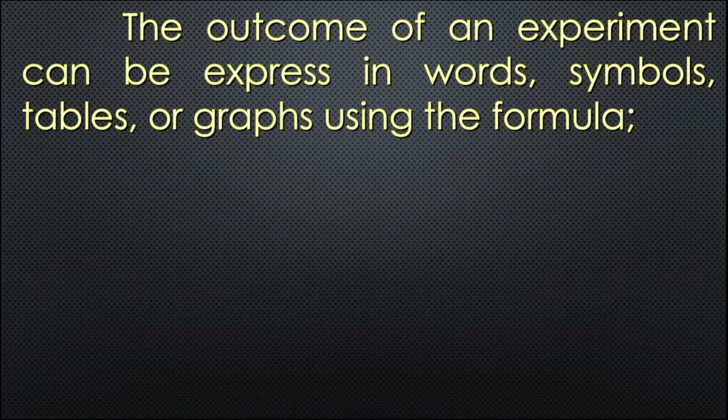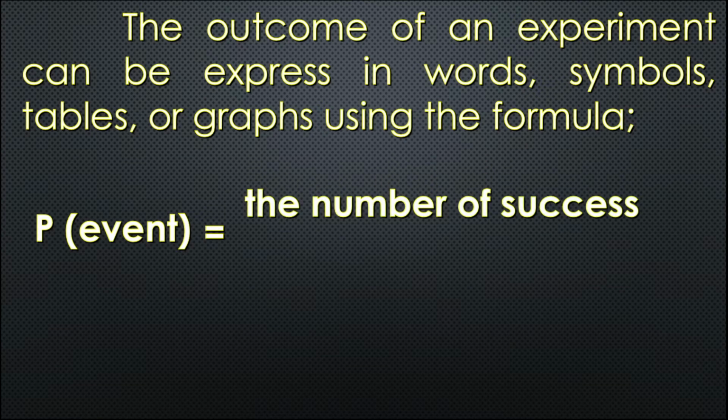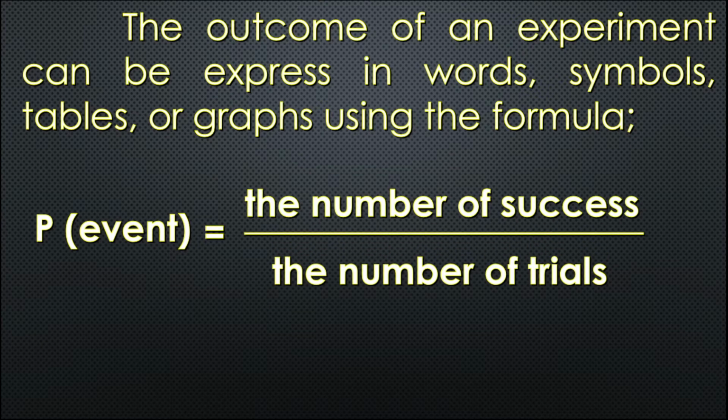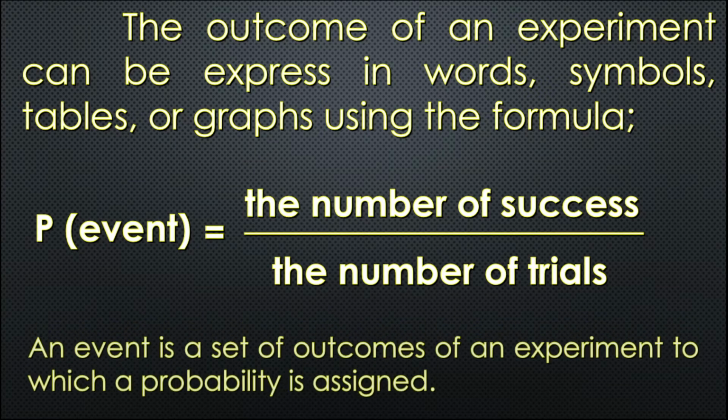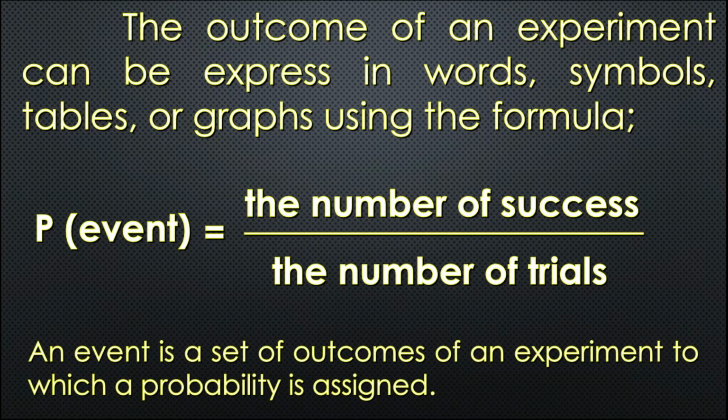The outcome of an experiment can be expressed in words, symbols, tables, or graphs using the formula: probability P of the event is equal to the number of success divided by the number of trials. An event is a set of outcomes of an experiment to which a probability is assigned.